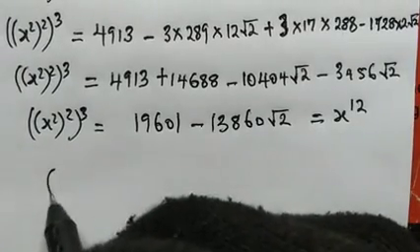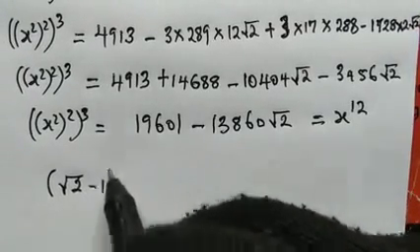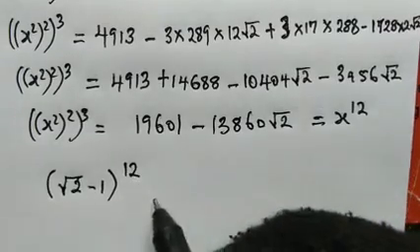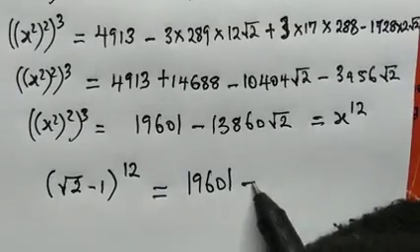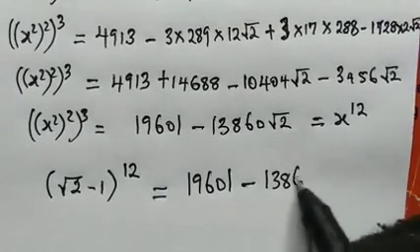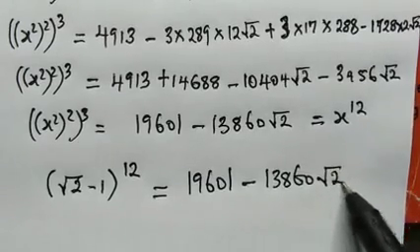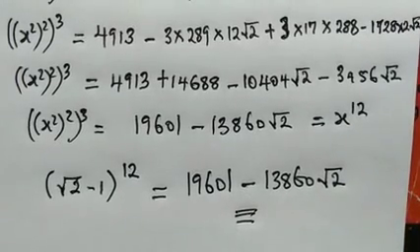So therefore, we have come to the end of today's video, that root 2 minus 1 to the power of 12 without calculator is equal to 19601 minus 13860 root 2. And this is the correct answer.